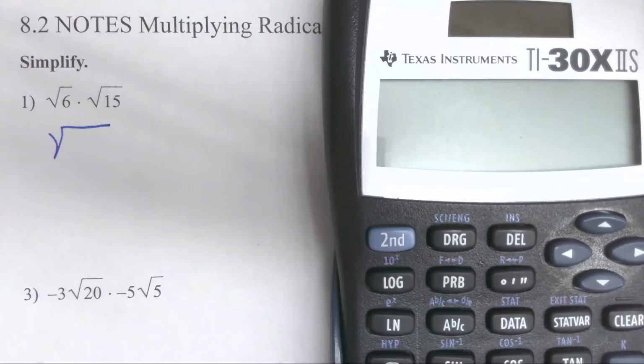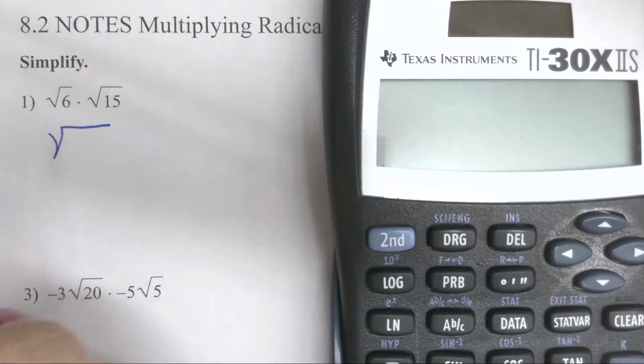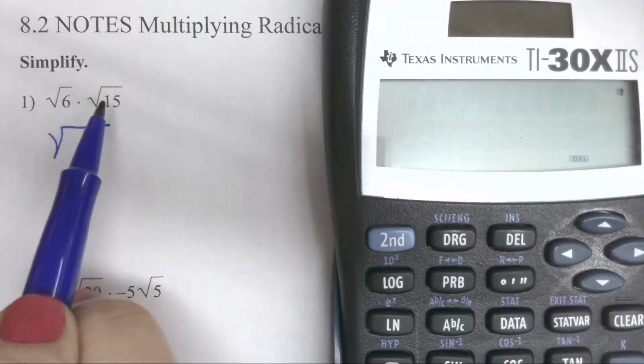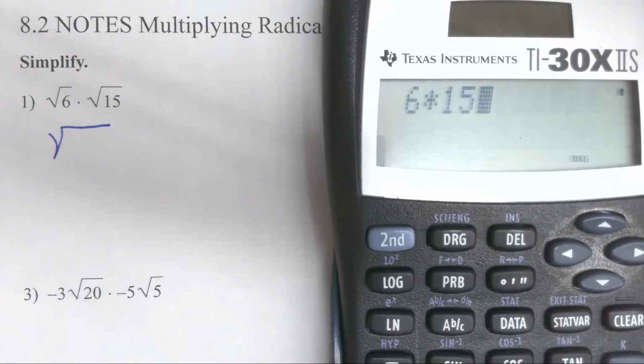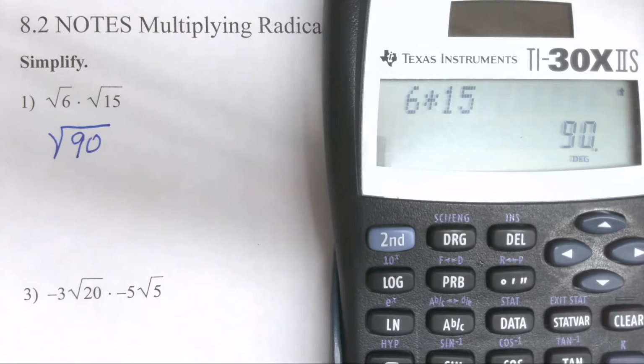Okay, so very similar to yesterday with one additional step. And that is I have two radicals being multiplied together. So my first move is to multiply those inside numbers to get a new inside number and then break it down.